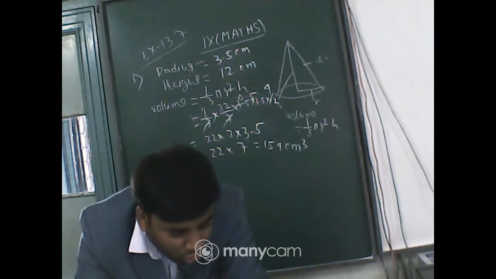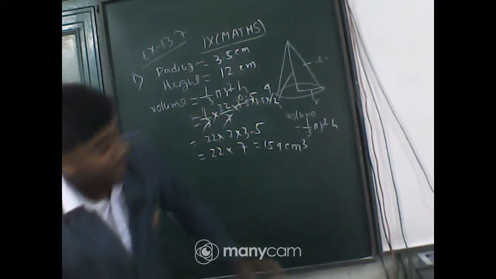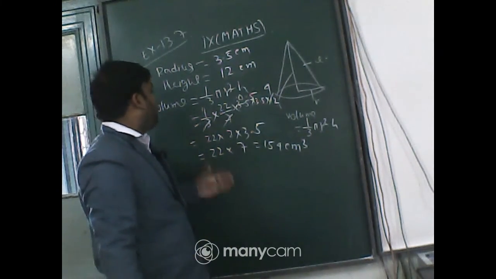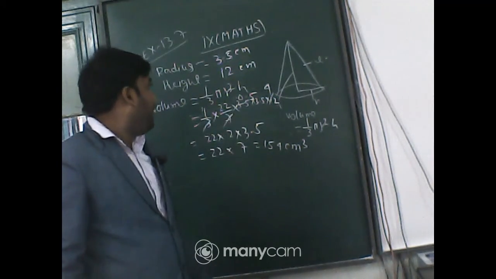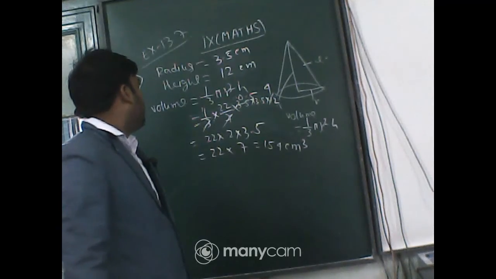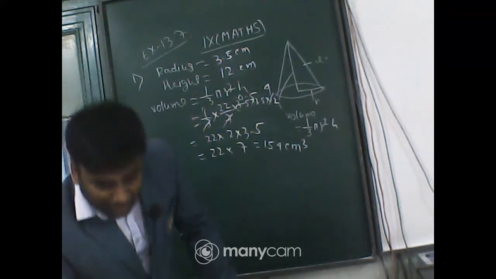Okay. So that is the second part of question number 1. The volume of that cone where radius equal to 3.5 centimeter and height equal to 12 is 154 centimeter cube. Okay.